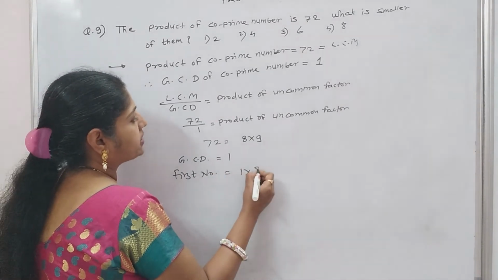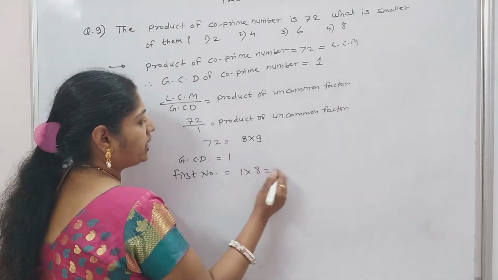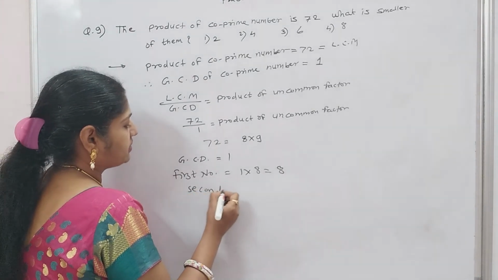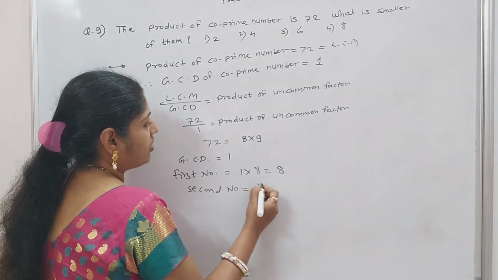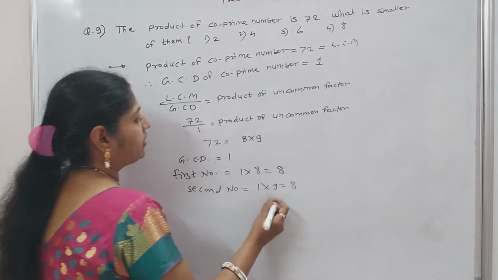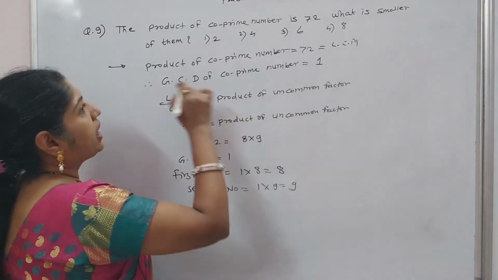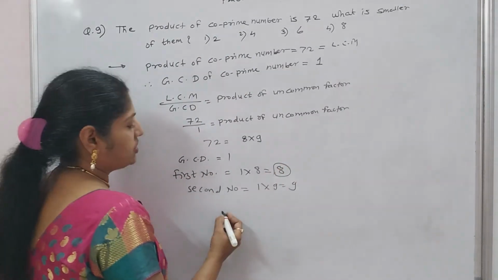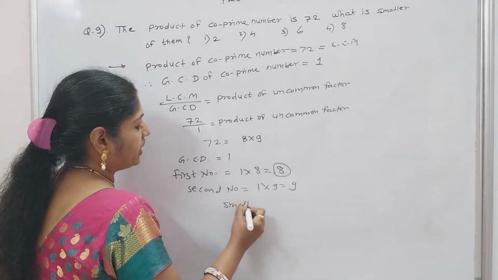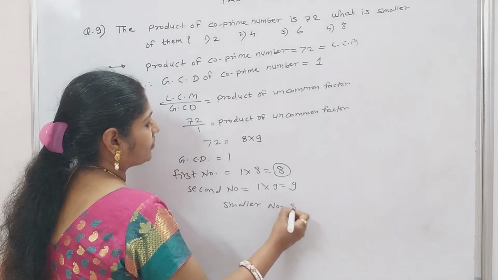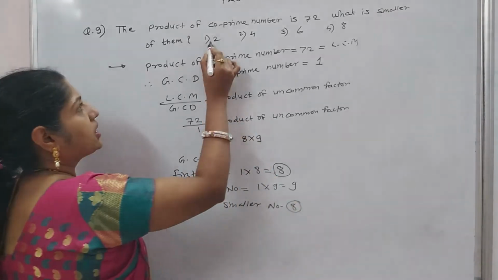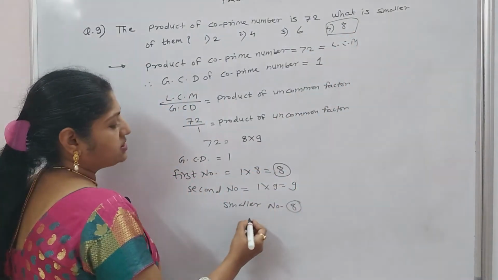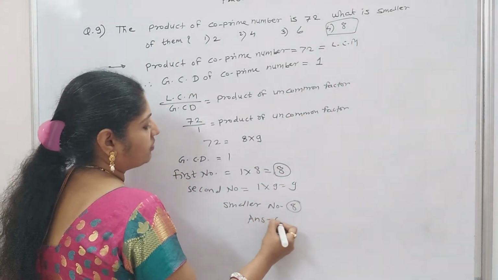So first number is GCD into 8, 1 into 8, that is 8. And second number is 1 into 9, that is 9. The smaller of them is 8. So smaller number equal to 8, and given option is fourth option, that is, answer is option number 4.